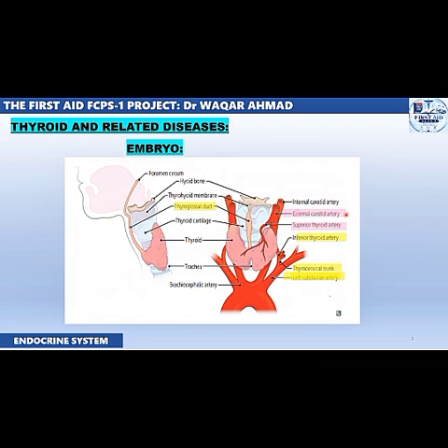Now look at the blood supply of the thyroid. The superior thyroid artery is a branch of the external carotid artery, whereas the inferior thyroid artery is a branch of thyrocervical trunk, which comes from the left subclavian artery. Also remember that inferior thyroid artery, while ligating, is associated with injury to recurrent laryngeal nerve, whereas superior thyroid artery is associated with external laryngeal nerve injury.